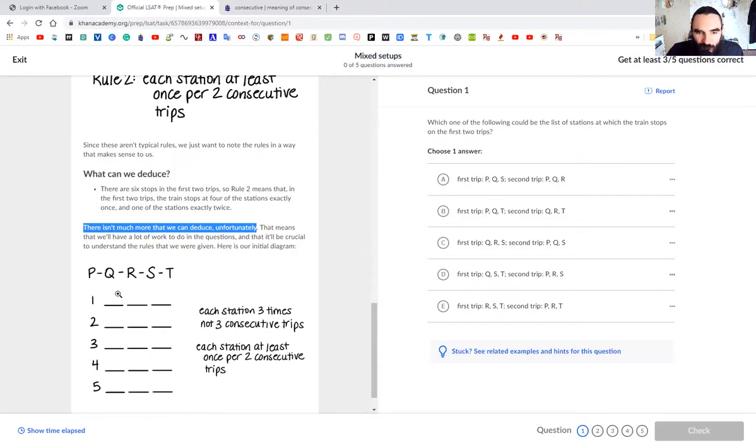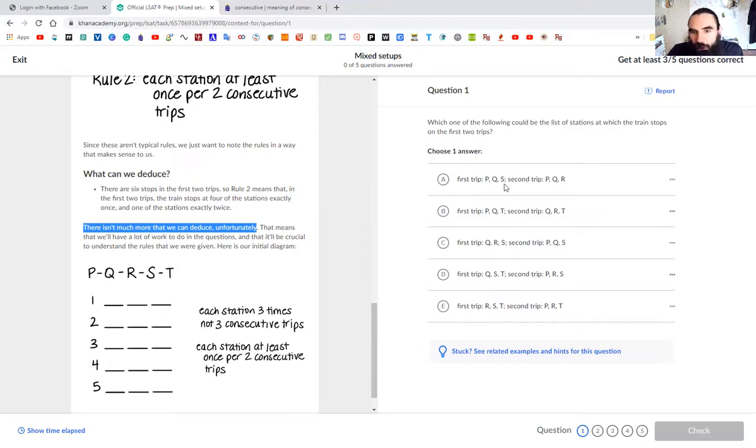Okay. Which one of the following could be the list of stations at which the train stops on the first two trips? First trip, second trip. PQS, PQR. So let's suppose that in two consecutive trips, it's like two, right? The first two trips, and they are consecutive trips. And we have to have all five here, and one must be repeated two times. Well, now it seems easy, right?